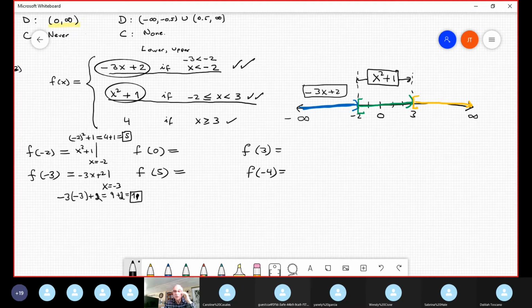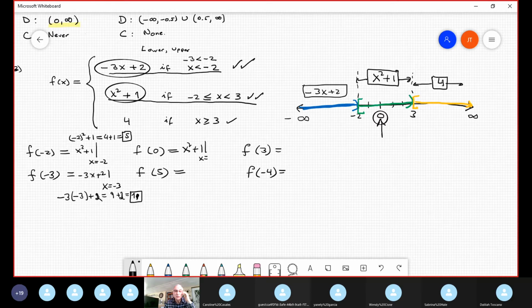The expression that I'm using there is just 4. It's a constant function, not depending on x. So now it's clear to understand. When you try to evaluate at 0, 0 is here, and belongs to the green interval. And associated with the green is the expression x squared plus 1. Do you follow me or no?